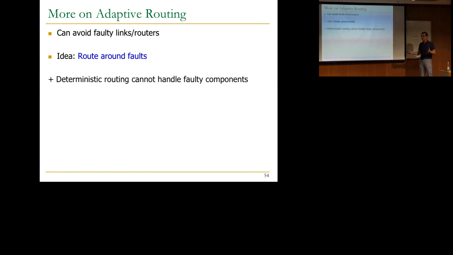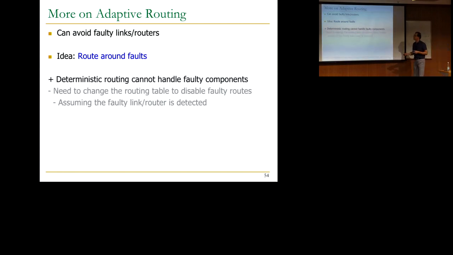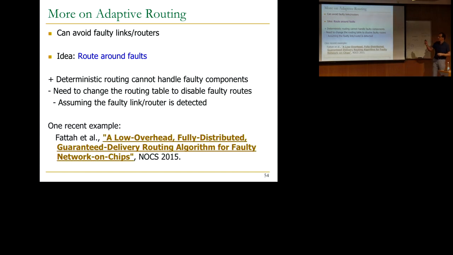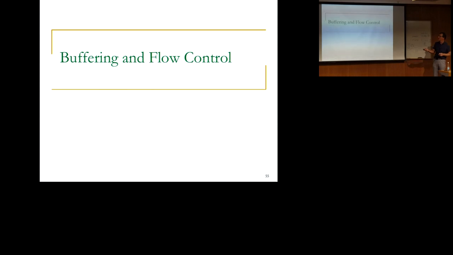Deterministic routing cannot actually handle faulty components in its strictest form. Of course, if you want to route around faults, you need to change the routing table to disable faulty routers, and this is usually done assuming that you detect the faulty link and router. And we've been doing work in this area. This is actually a really interesting topic because you need to do multiple things in a network. You need to have low overhead. Actually, you want to be fully distributed in general, and you want to have guaranteed delivery. How do you design a routing algorithm for that? If you're interested in that, you can take a look at this.